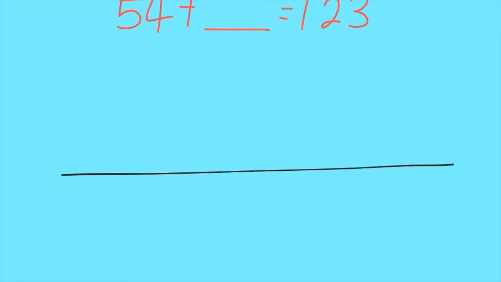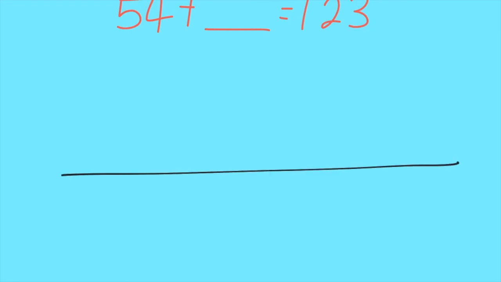Right, what I want to find out is 54 plus something equals 123. So this time we're going past 100 up to 123. We're going to practice our skip counting, but first we'll draw our number line.